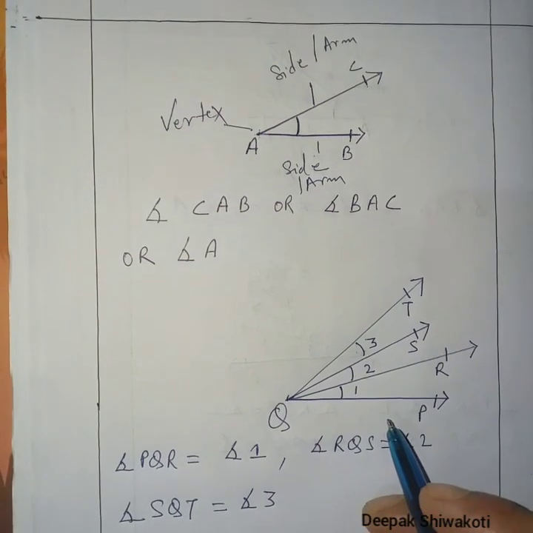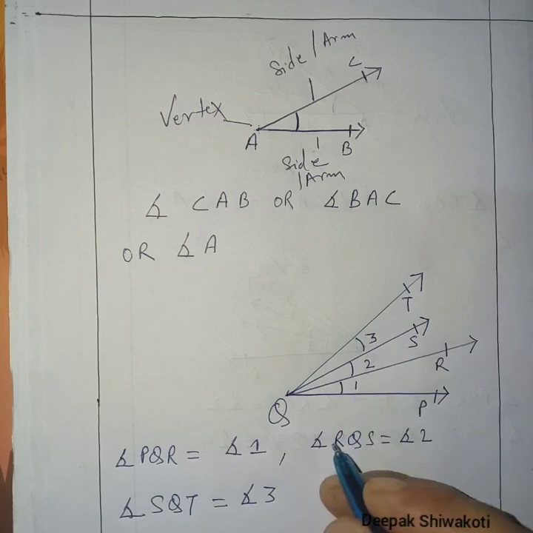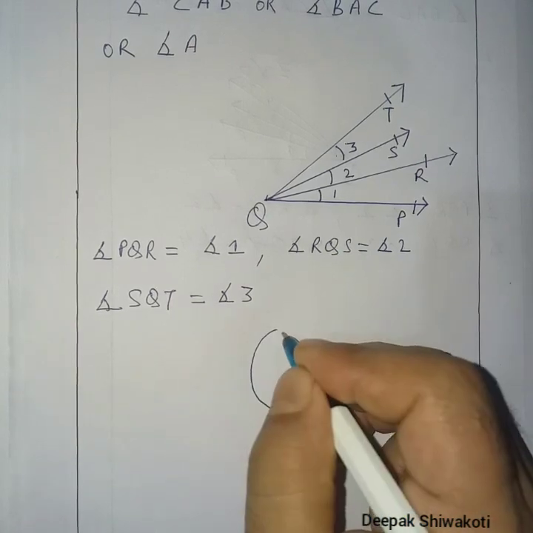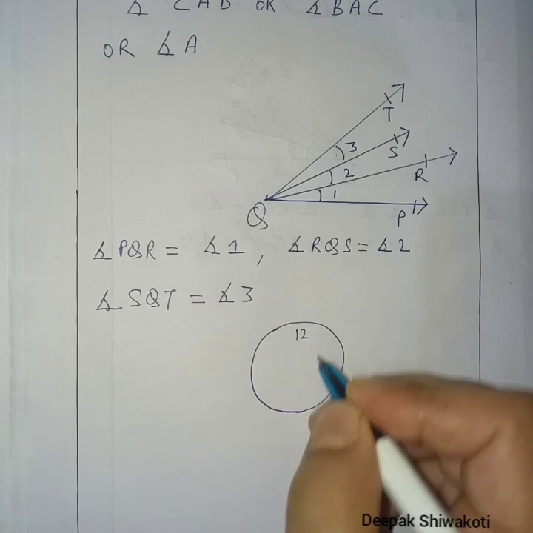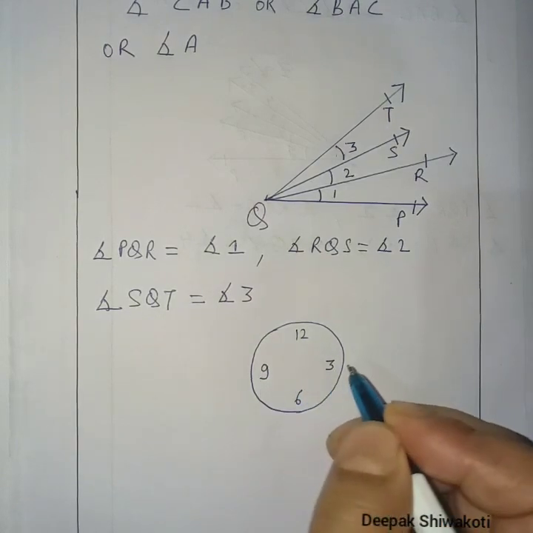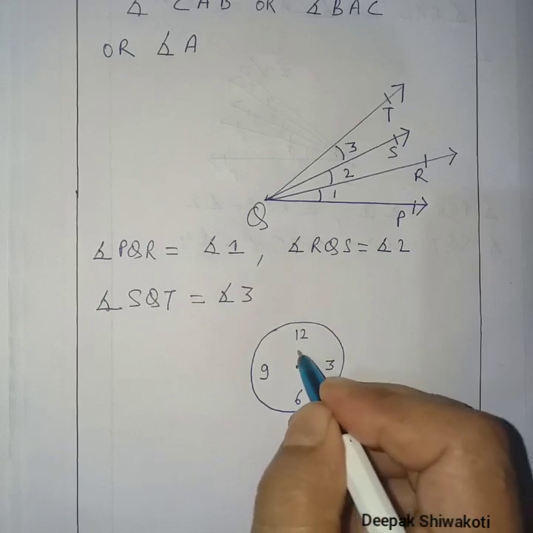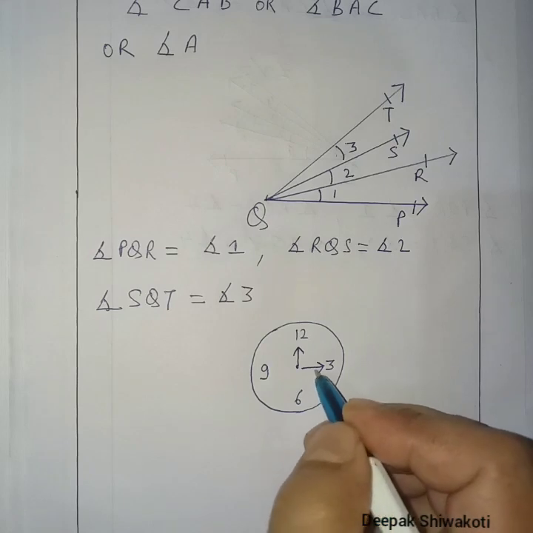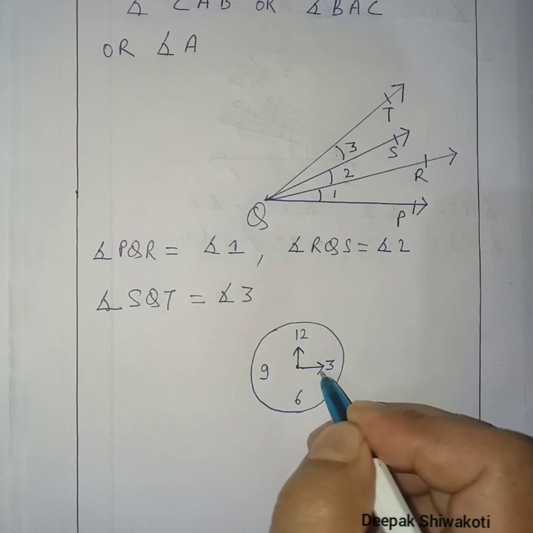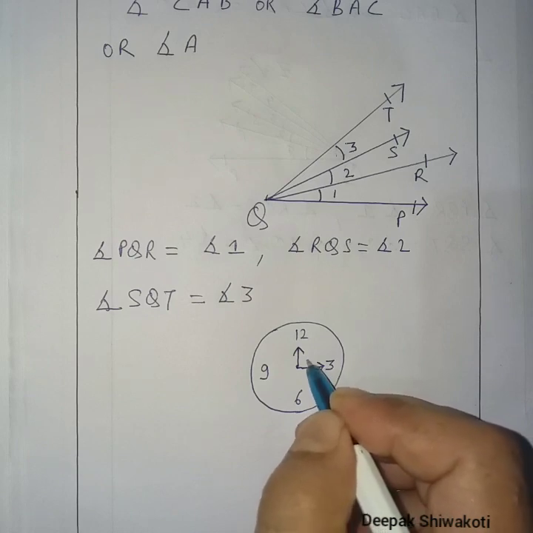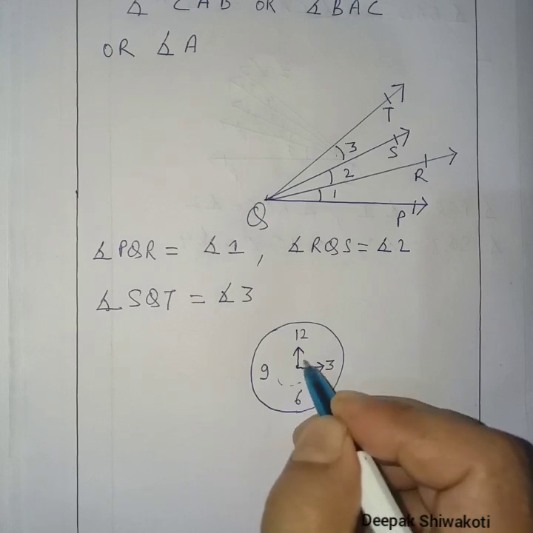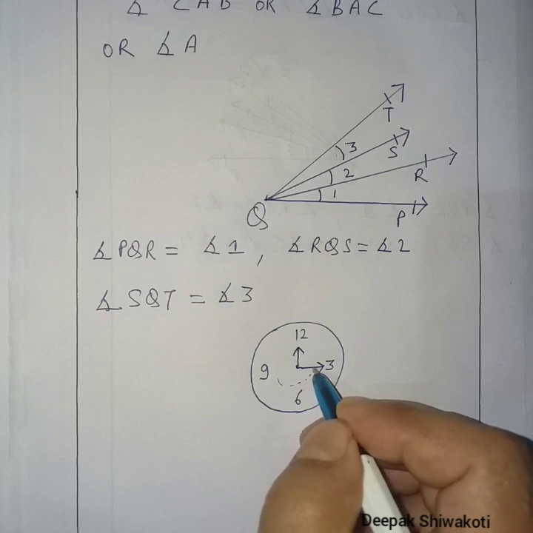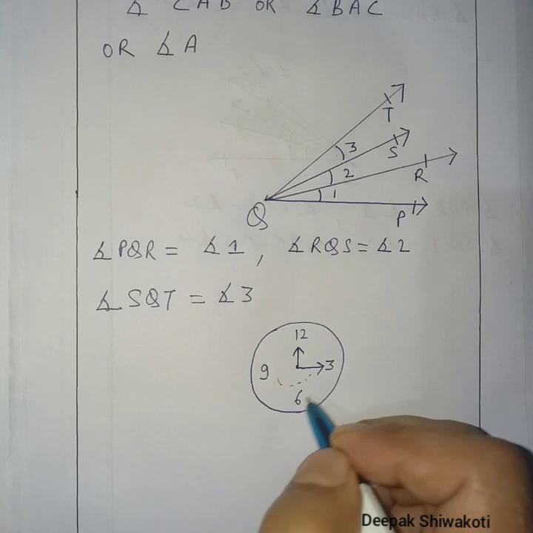Now next is angle as rotation of a ray. You have seen a clock, with 12, 6, 3, 9. Okay, so there are two hands, one is the hour hand and another is the minute hand. So these two are the rays, suppose, and this minute hand is moving, isn't it? As it moves, it makes some angle with the hour hand. So angle as rotation of a ray can be understood by this clock.